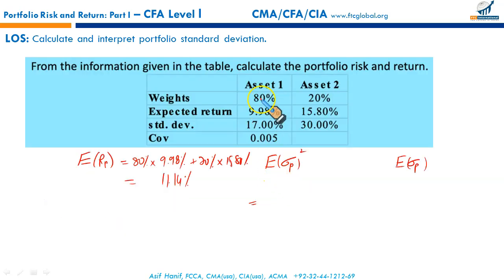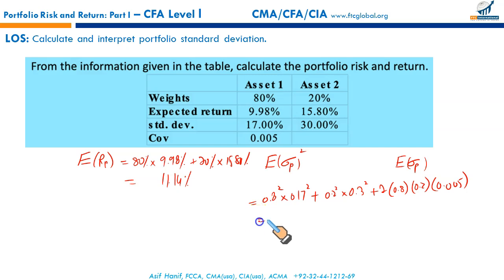So what we're going to do: 0.8 squared times 0.17 squared, plus 0.2 squared times 0.3 squared, plus 2 times the first weight times the second weight times the covariance, 0.005, right? So if you simplify, you will get 0.023696. This is the portfolio variance.